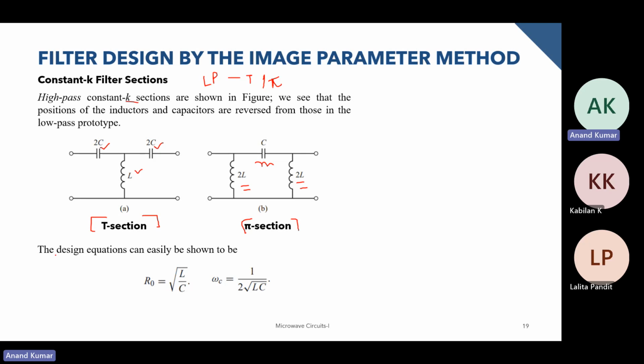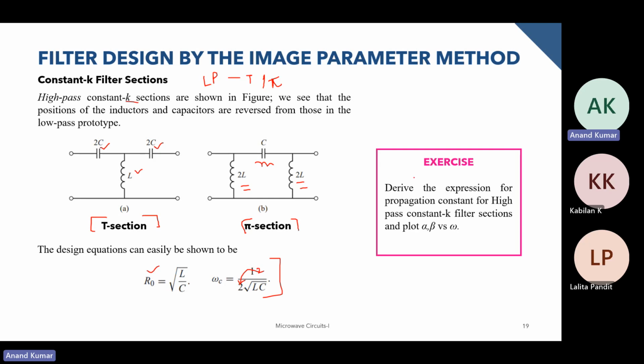Now, if you try to solve them, I'll leave this up to you. You'll end up with the design equations looking like this. So we have R naught, which is the same, and omega C instead of 2 over here, this 2 comes down. You can try to solve them. This will be fairly straightforward. And I will leave this as an exercise to derive the expression for the propagation constant.